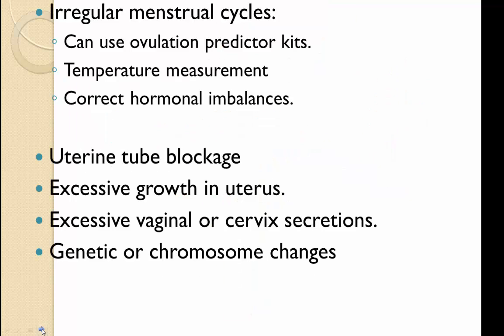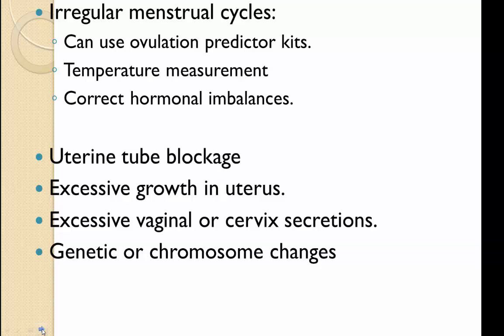Women with irregular menstrual cycles have difficulty with conception and pregnancy. This is because they don't ovulate on a regular predictive basis. A lot of these women can find some benefit in using an ovulatory predictor kit. They could also monitor their temperatures, and if they have lab tests that detect some hormonal imbalances, having those corrected with medication.